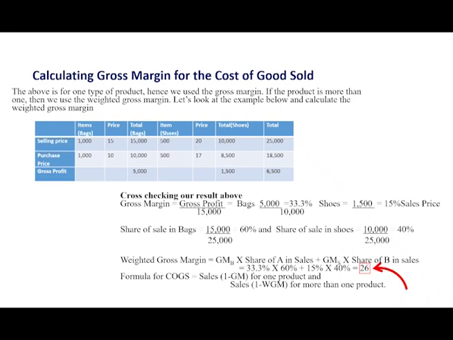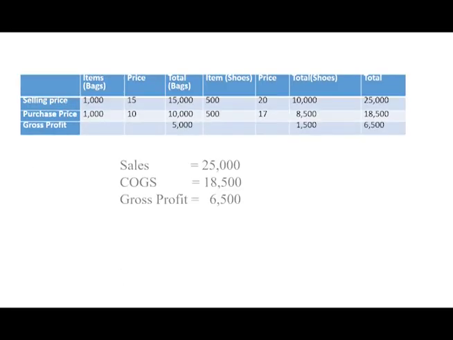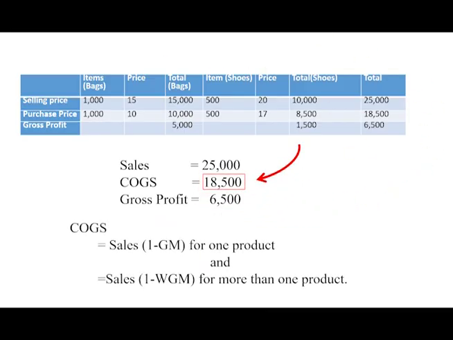To conclude with calculating the cost of goods sold, we move to solve the above. Cost of goods sold is 25,000 multiplied by 1 minus 0.26 in bracket, which equals 18,500 naira only. The 18,500 naira only is the cost of goods sold for both products. Remember, if the product is one, we use the gross margin. If the product is more than one, then we use the weighted gross margin.